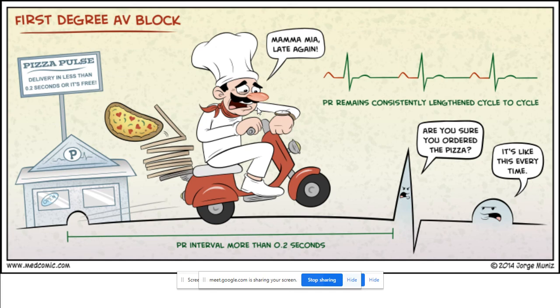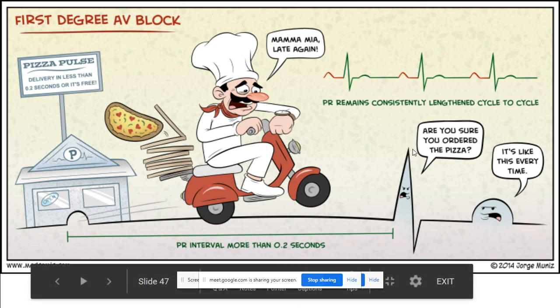So first degree heart block. I thought this cartoon was kind of cute because he's like, Mamma mia, I'm late again. So this little delivery guy with his pizzas on his little moped is not getting to the QRSs, or to his customer, on time. And he said, are you sure you ordered the pizza? And then the T wave's like, it's like this every time.